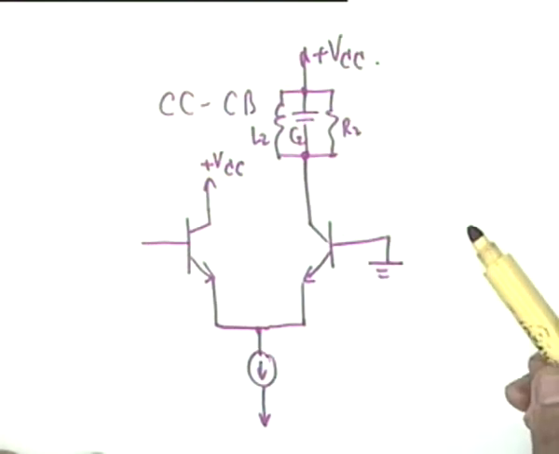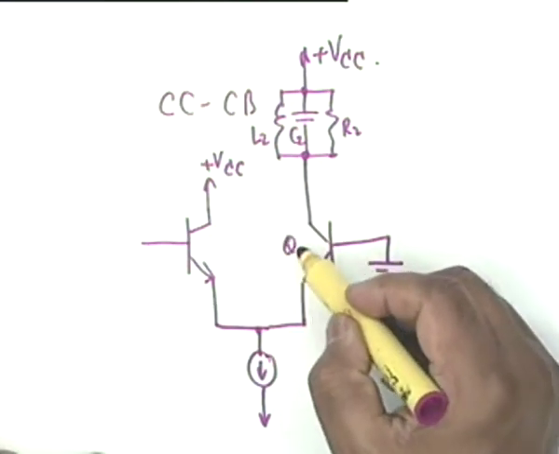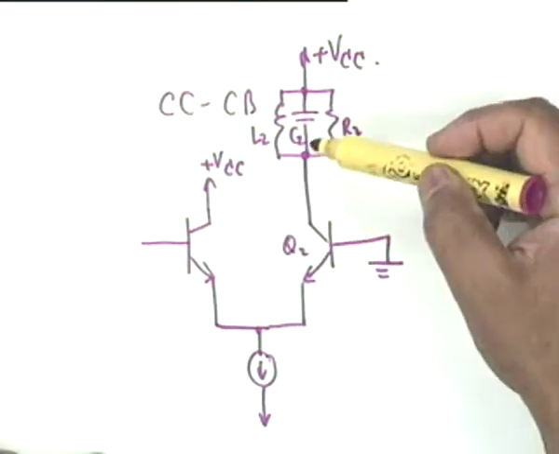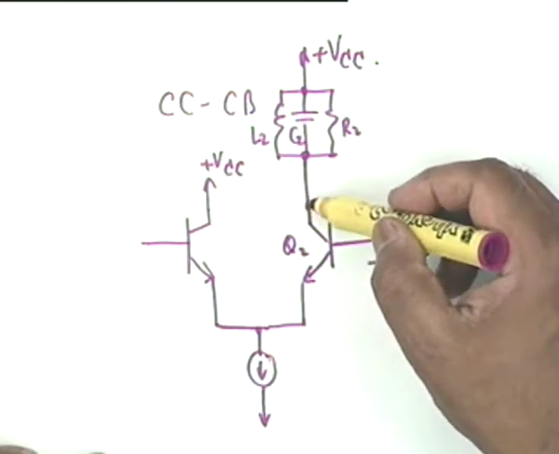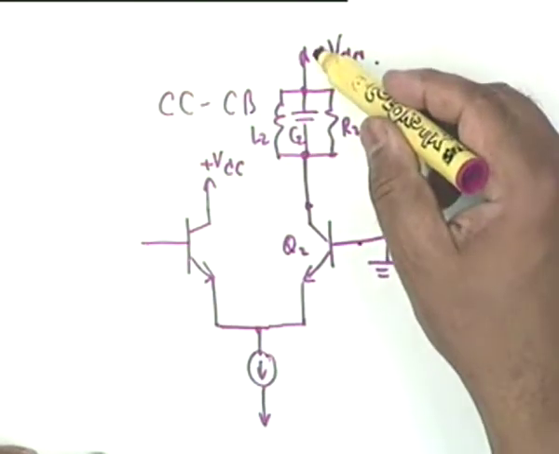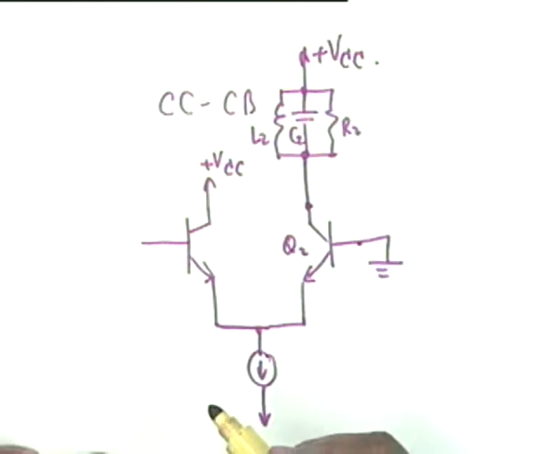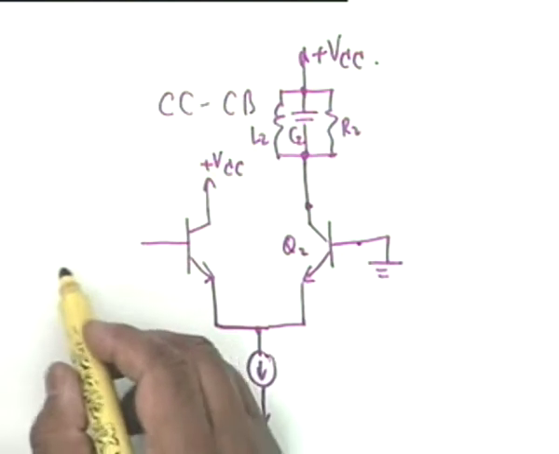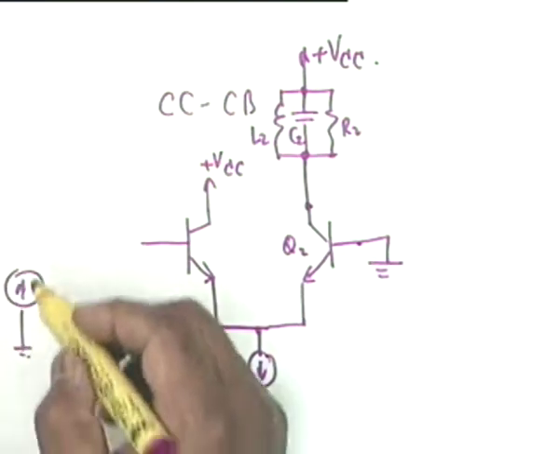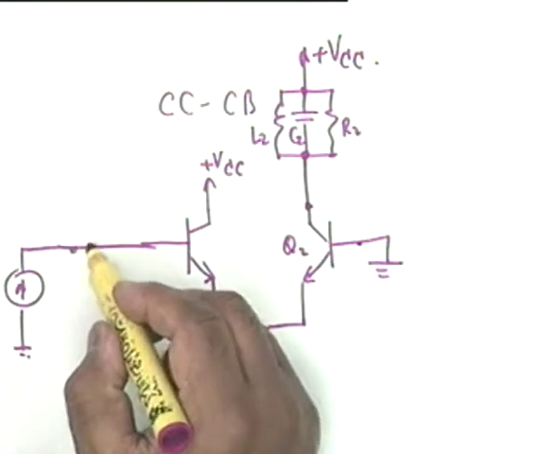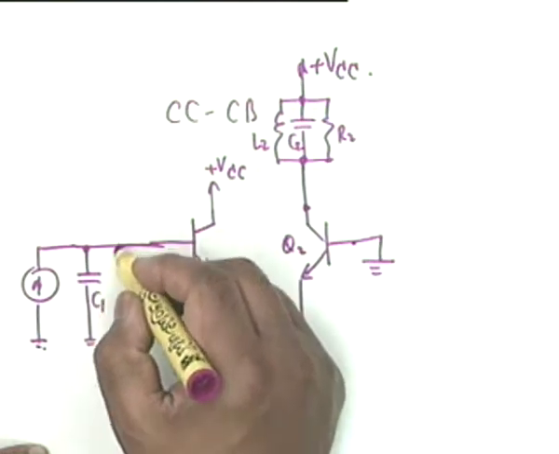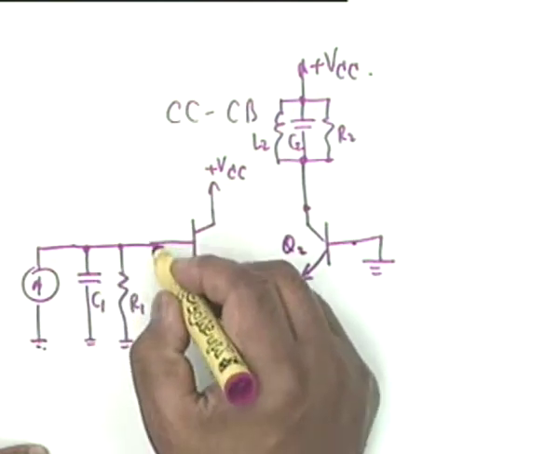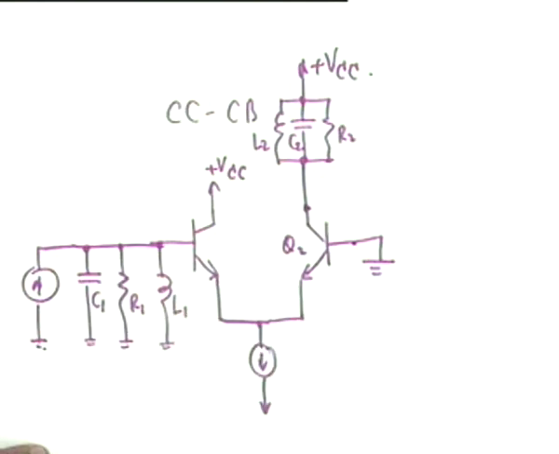Again, the C mu of Q2 simply shunts C2, so it can be taken care of. There is no Miller effect. The C mu of Q2 from here to ground is simply, this point is AC ground, and therefore it simply shunts C2. And the other tuned circuit is here at the base. In other words, I am not showing the C1, R1 and L1.